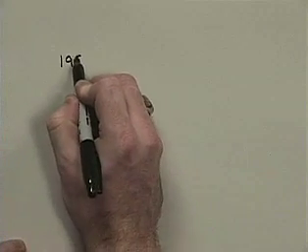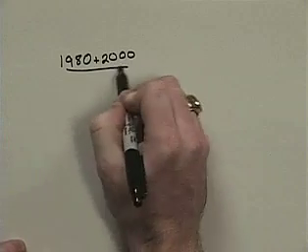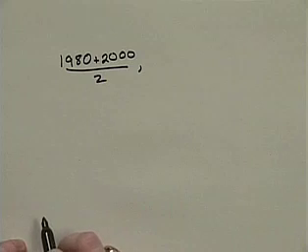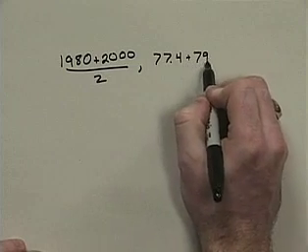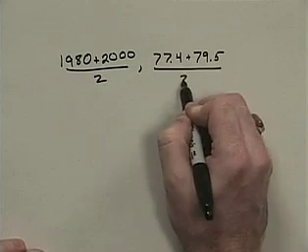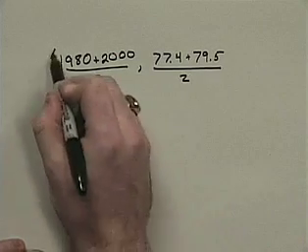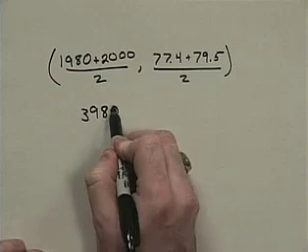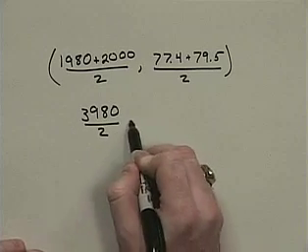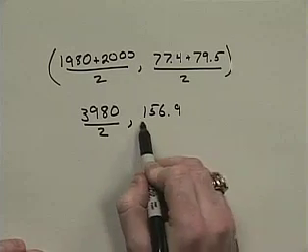Now what we're going to do is find the midpoint. Remember, add the x's, 1980 and then 2000 all over 2, comma, now add the y's, 77.4 plus 79.5 all over 2. That gives us 3,980 over 2, comma, 156.9 over 2.